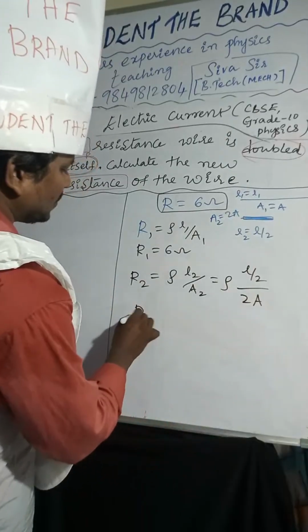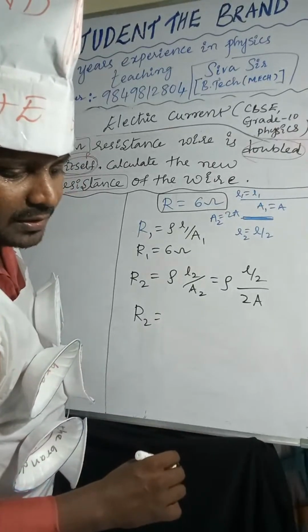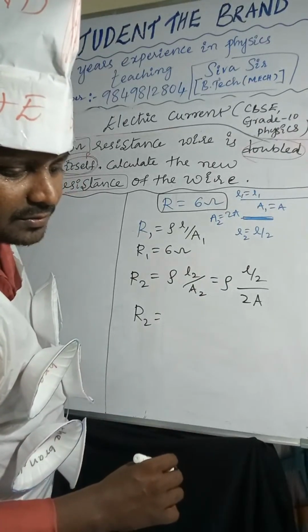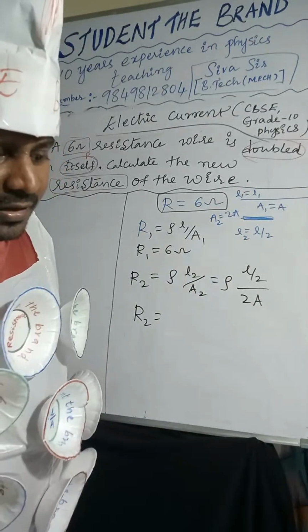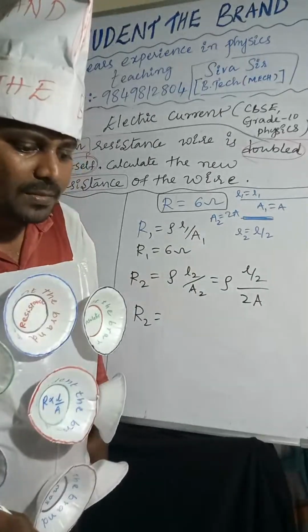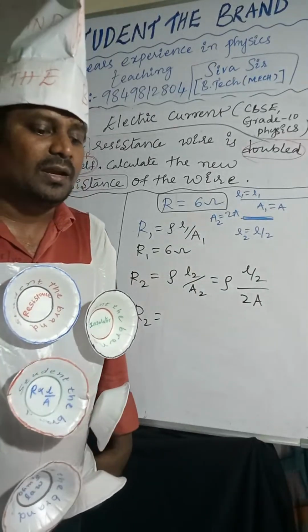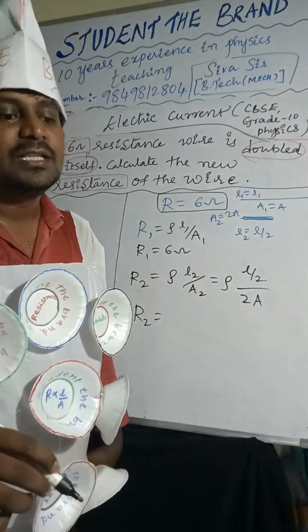So R2 equal to... Sir, I am not asking about this question. In which wire will the resistance be high? Thin wire only. Velocity will be less in a thin wire.